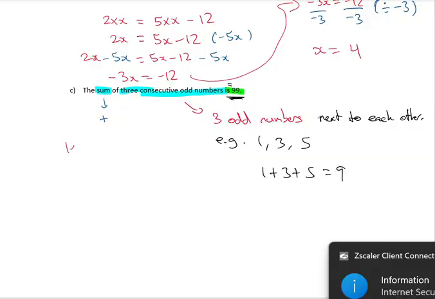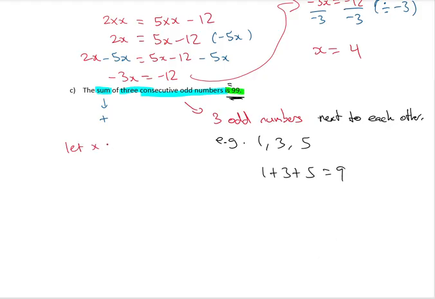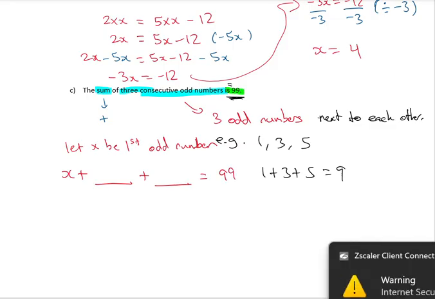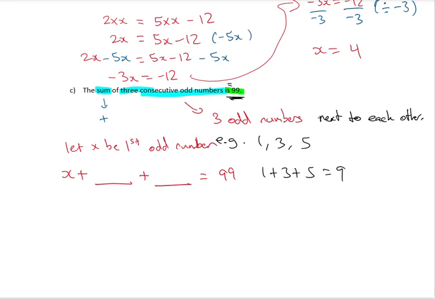So I'm going to say, let x be the first odd number, okay? So that's all you got to do. So I'm going to write x plus something equals 99. Now you're probably wondering, what would I write anyway? Well, I'm definitely going to write x in. So this is for my second number.